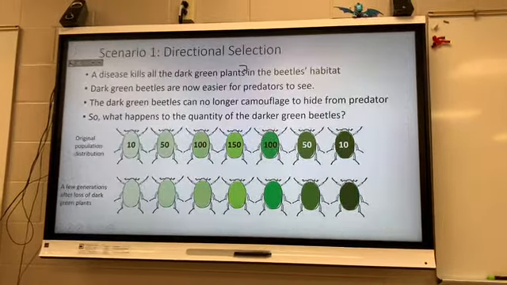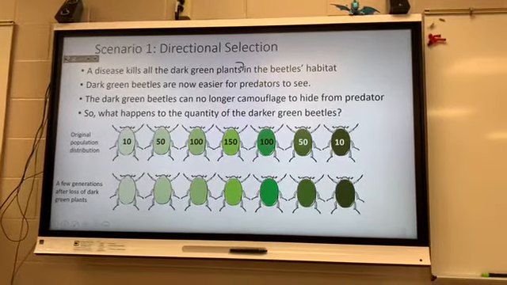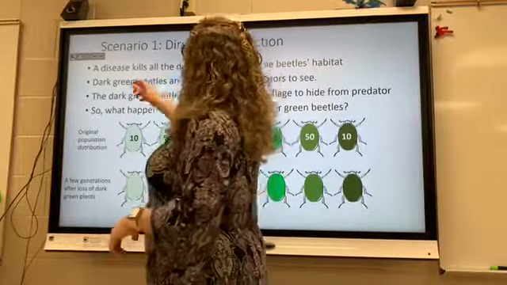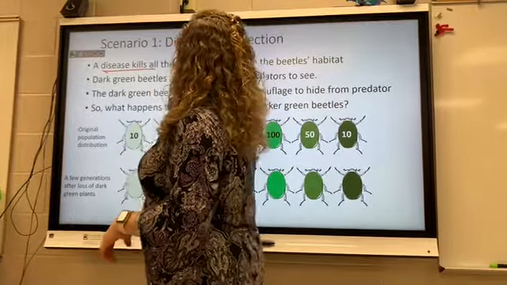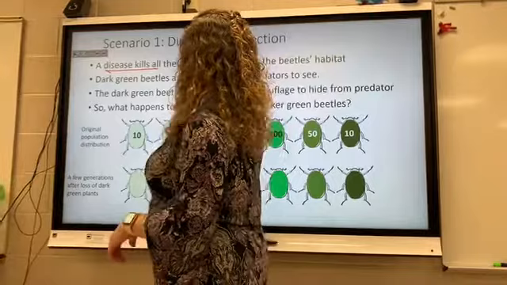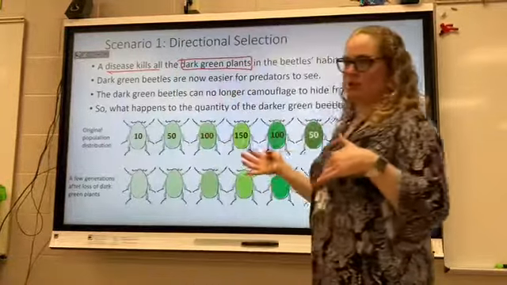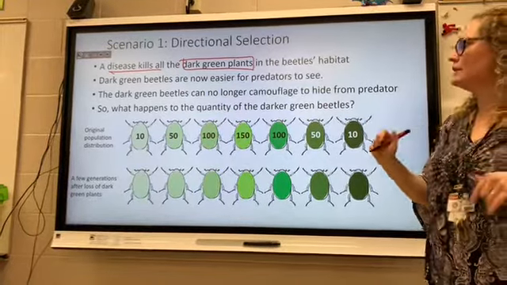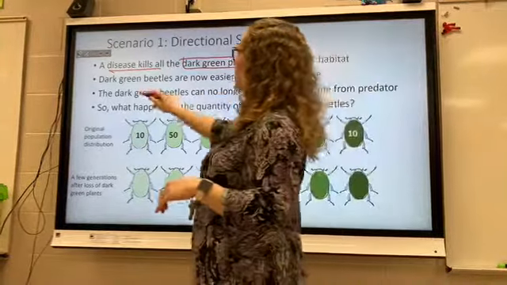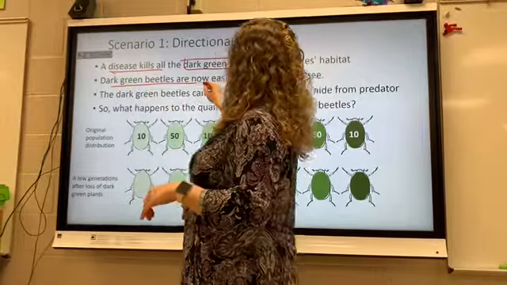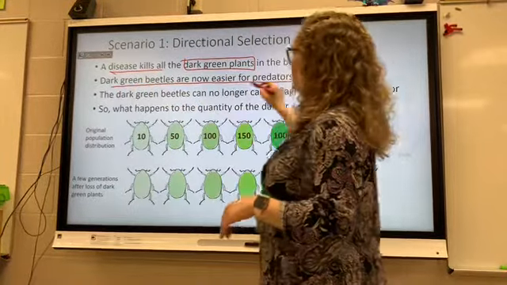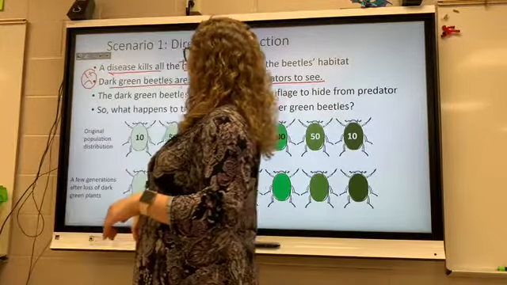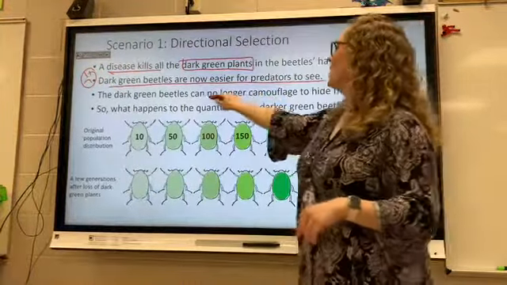So, scenario 1, directional selection. We have in this scenario a disease that kills the dark green plants. The environment's changing. Dark green plants destroyed. All right? Now it's the dark green beetles. They're easier for the predators to see. That's not good. Being a dark green beetle is a bad thing. They can no longer camouflage.